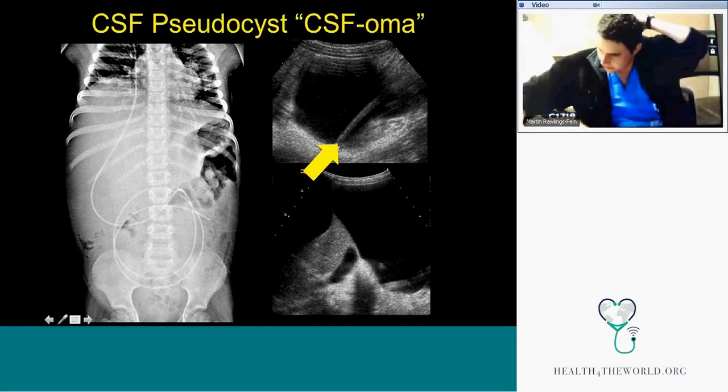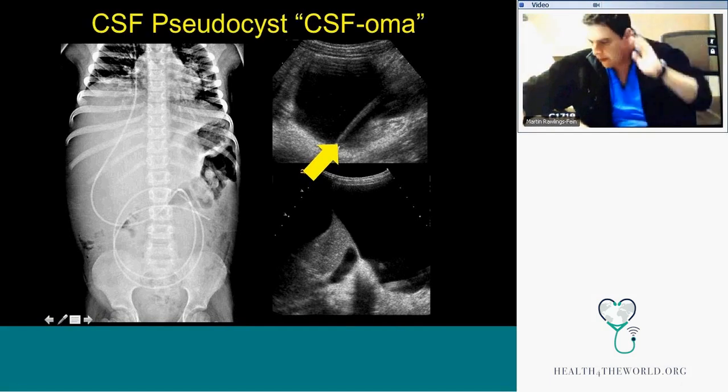So this so-called CSF pseudocyst, or CSF-oma, is where the peritoneum has failed to resorb the fluid, and it forms a pocket that's larger and larger as your head drains. Because it's a one-way valve, it allows fluid out of your brain, but at a certain point you kind of back up, and this can lead to hydrocephalus.